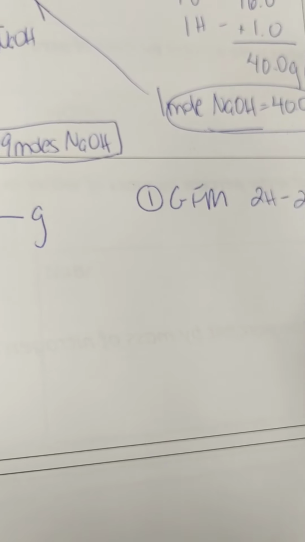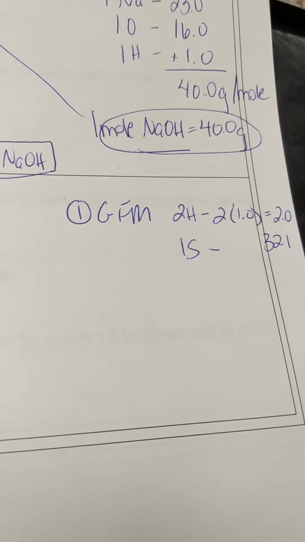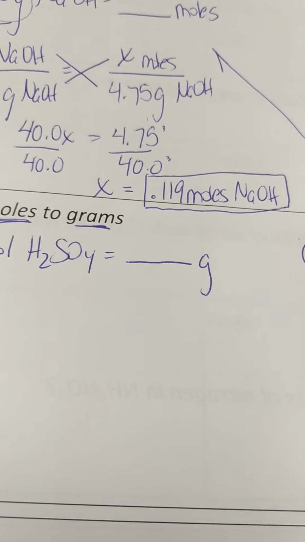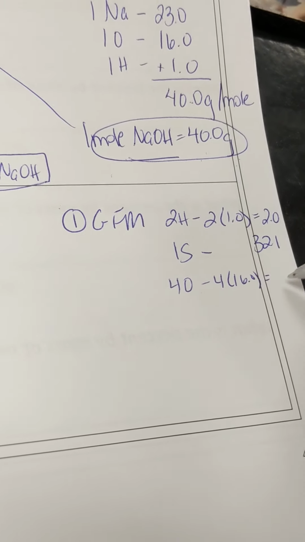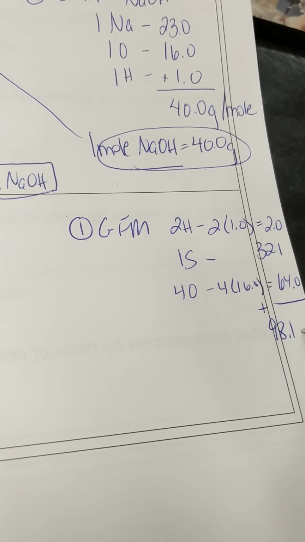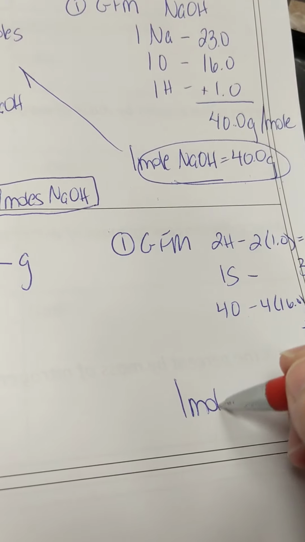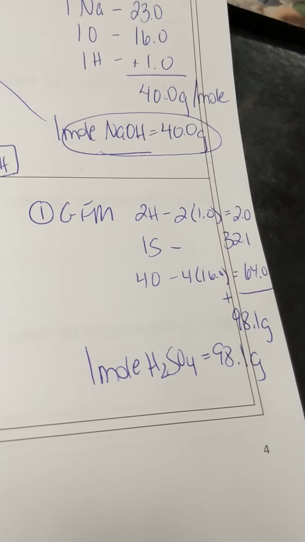Same thing, first step, I'm going to find my gram formula mass. I have 2 H's, and each H is 1, so that's 2 for my H's. I have 1 S, which if I look up on the table is 32.1, and then I have 4 O's, so that's 4 times 16, because oxygen is 16, and that gives me 64.0. I add those together, and I get 98.1 grams. So that means 1 mole of H2SO4 is equal to 98.1 grams.